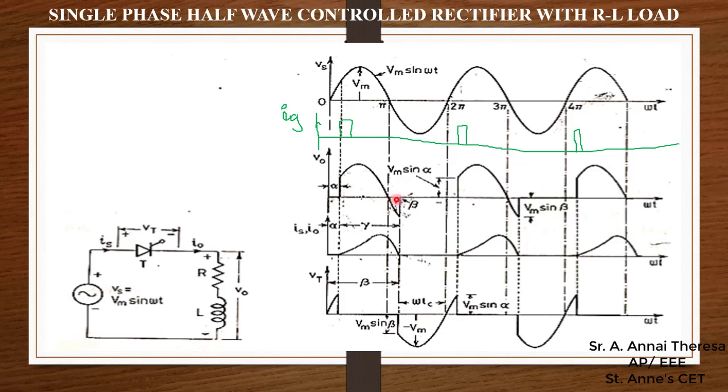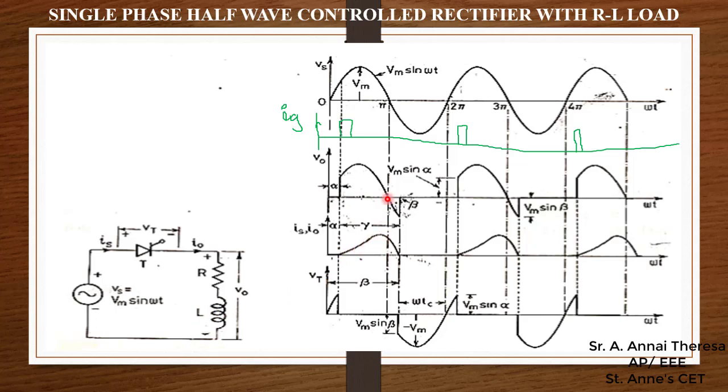So what about the current? There is a load current. Why is this gradually increasing? Because of the inductance property. The speciality of the inductance is that it will charge and discharge current gradually, not immediately. It will not store and it will not discharge immediately. So there is a gradual increase in current.